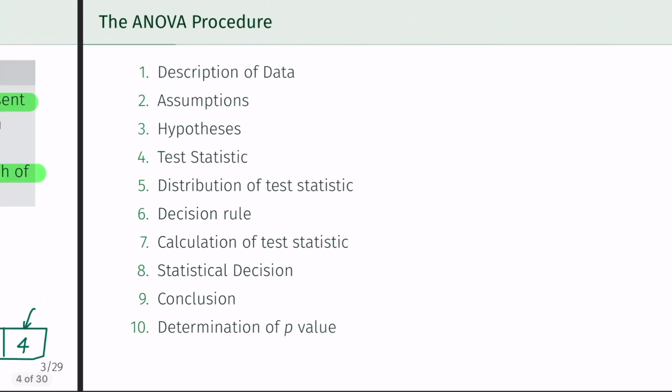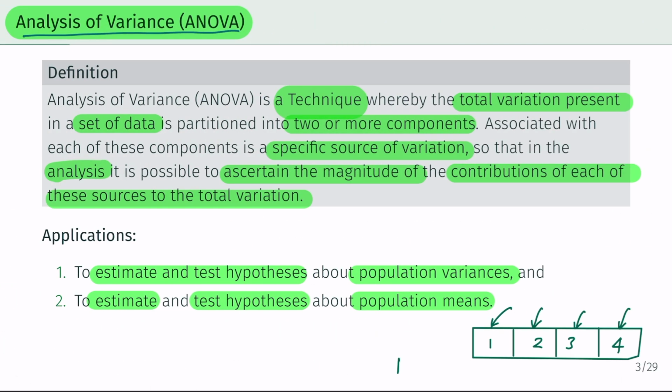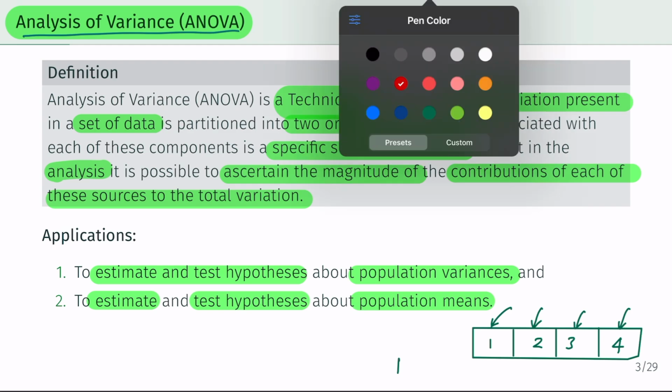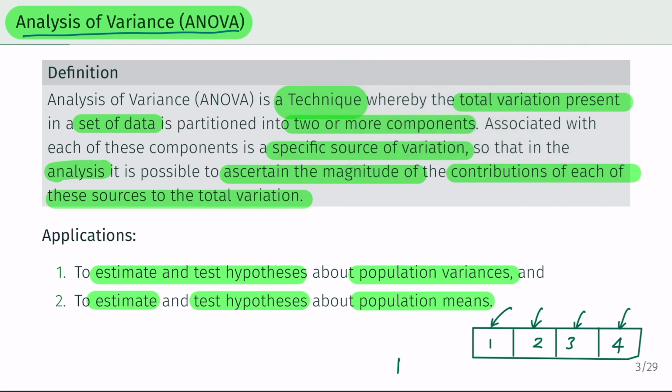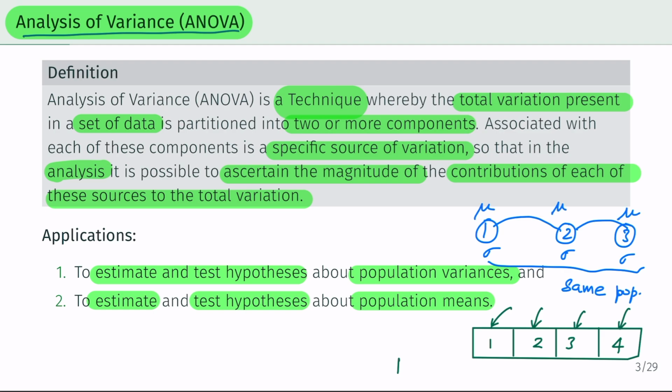So let's say you have a hypothesis of 3 or more groups, so let's say 2 or more groups, and I have one group here, 2 and 3. If we want to test whether the variances of all these groups are the same, or whether these are from the same population, or whether their mu's are from the same population or not, to ascertain this we basically use ANOVA.